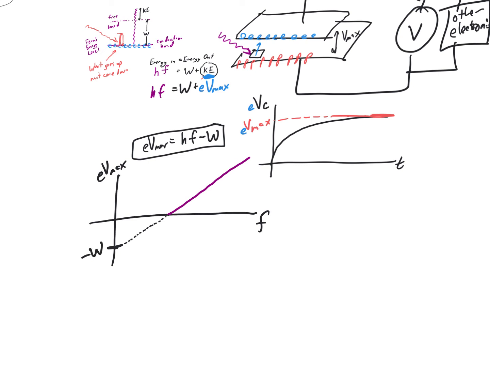You do get that the slope is equal to Planck's constant. For the value of Planck's constant, you can check the front of the book. It's right there. It's a universal constant. It's the same everywhere in the universe.